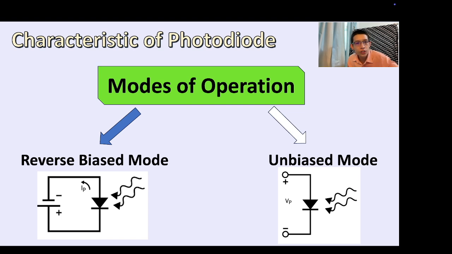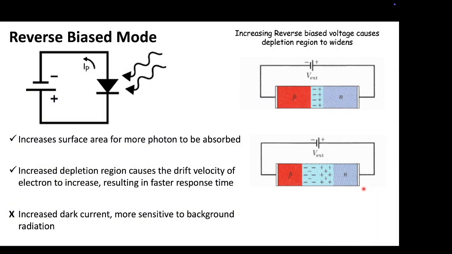Now that we have gone over the basic operation of a photodiode, we can now move on to the characteristics of this component. There are actually two modes of operation for this photodiode. The first one is reverse bias mode, and the second one, which is on the right hand side here, is the unbiased mode. We're going to look at the reverse bias mode. By increasing the reverse bias voltage across the photodiode, this will cause the depletion region inside the photodiode to widen. This will increase the surface area for more photons to be absorbed by the photodiode, and it also increases the depletion region, which causes the drift velocity of the electron to increase.